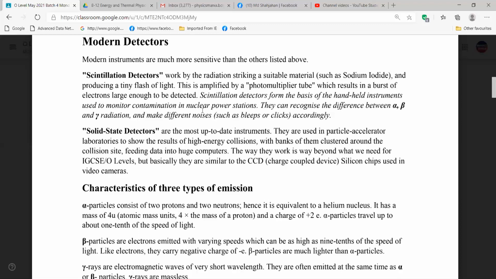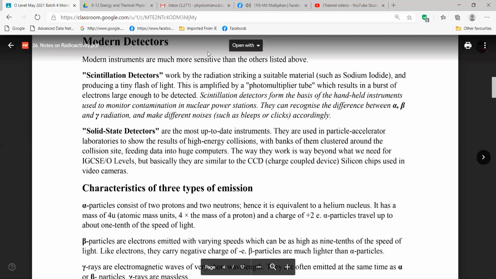The last one, solid state detectors. Yes, sir. These are the most up-to-date instruments. They are used in particle accelerator laboratories to show the result of high energy collisions, with banks of them clustered around the collision site, feeding data into huge computers. The way they work is way beyond what we need for O levels, but basically they are similar to CCD, charge coupled device, silicon chips used in video cameras.